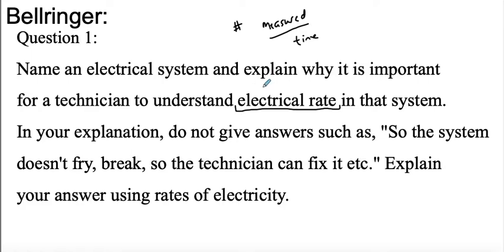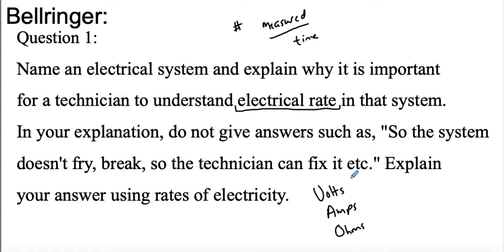In your explanation, do not give answers such as the system doesn't fry, break, or a technician can fix it, etc. Explain your answer using rates of electricity. So let's think about what rates in electricity were. We've talked about them before. We have things in electrical systems: we have volts, and we have amps, and we have ohms. Those are the three basic things that are involved in an electrical system.